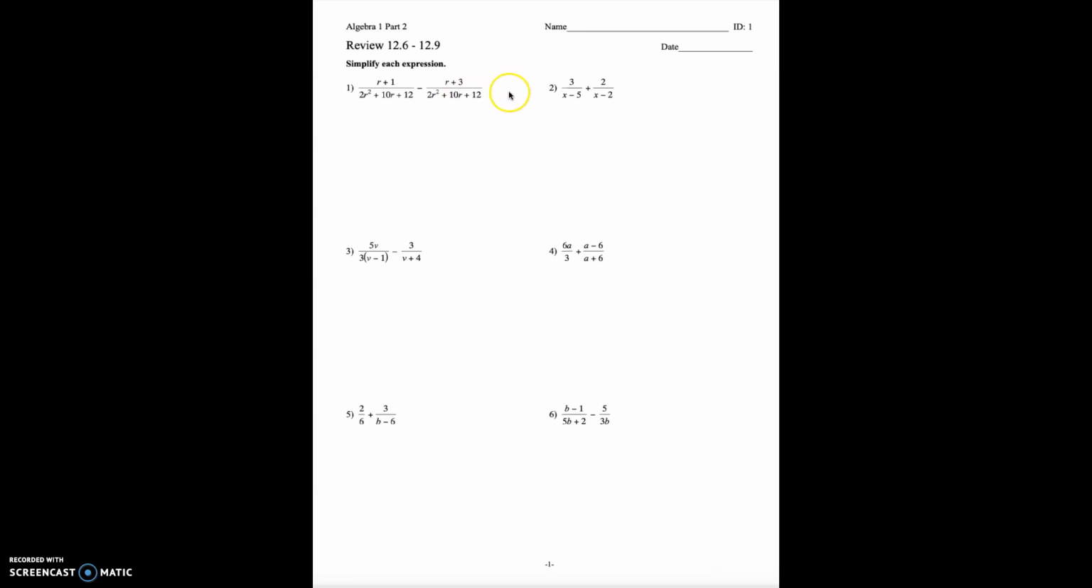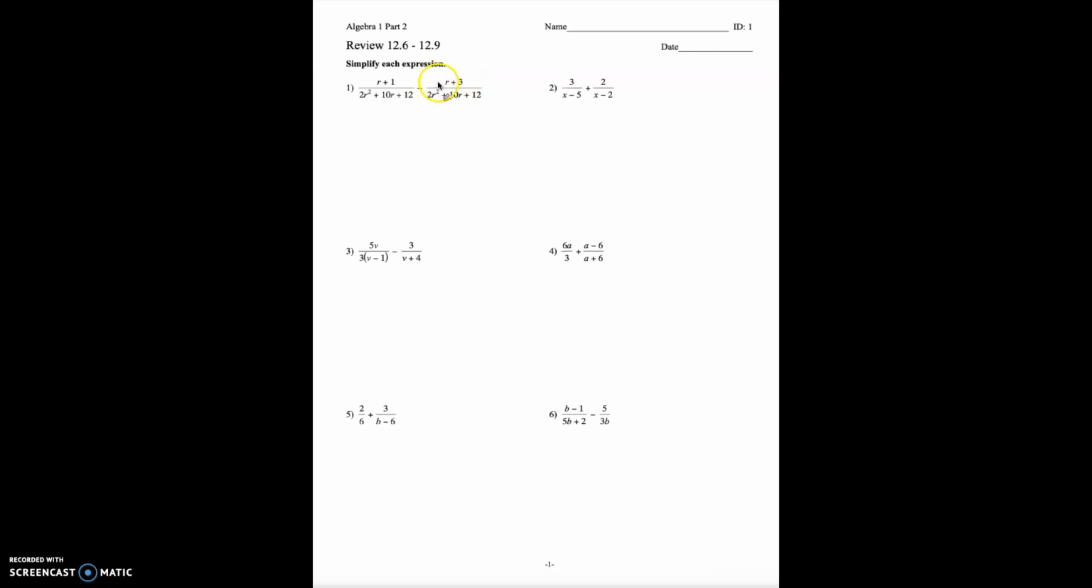So here we are with problem number 1. We are subtracting two rational numbers. Now, if you notice, they do have the same denominator, which is nice. It saves us a step of having to find the common denominator. So what we're going to do is make sure that we distribute this negative sign to both the r and the 3 in the numerator of the second fraction.